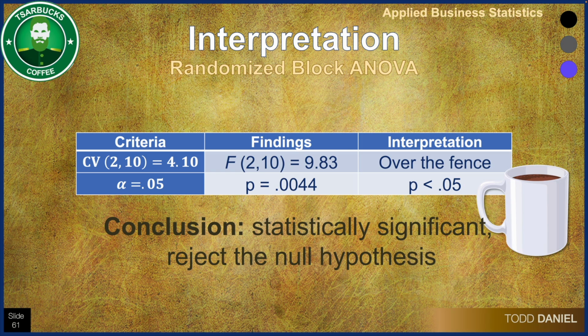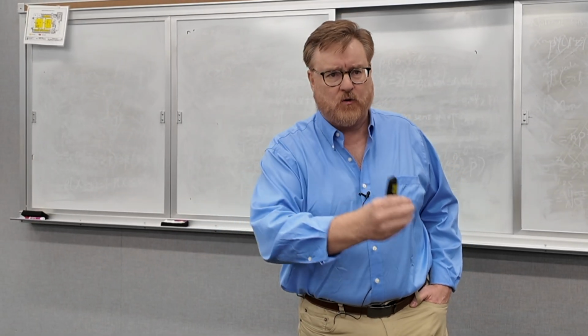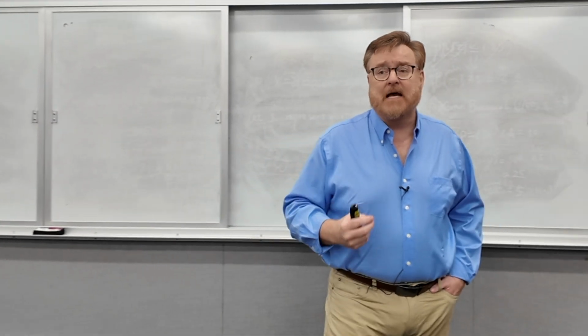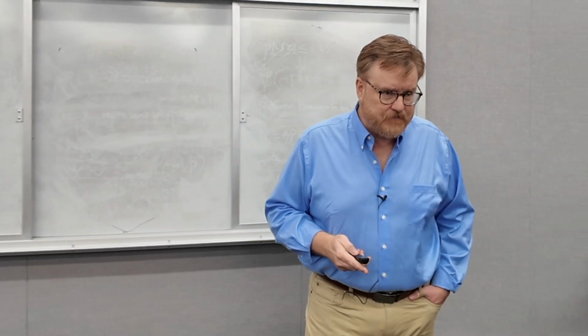There is a statistically significant difference. We reject the null hypothesis that says there's no difference. We accept the alternative that there is a difference. And then we did our post hoc in order to find out exactly which groups differed, or in our example, which of those seasons was different from which other seasons.